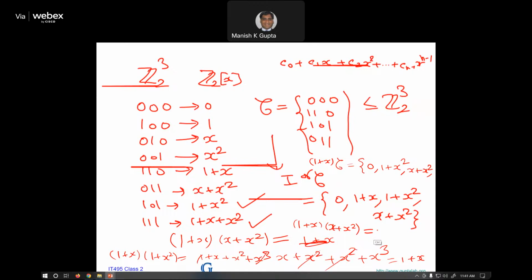x plus x square will be there, plus x square plus x cube. So if this goes off, you are left with x plus 1. Right? So you are left with this. You see, no matter which polynomial I take, I multiply with elements in C, we are getting the C itself. Right? This is a beautiful property. Any element in the whole space you take, multiply with every element in the subspace, we are getting the same set of polynomials. Right?